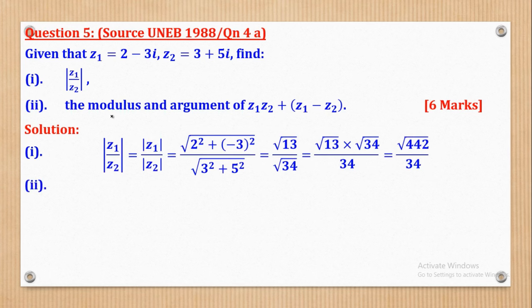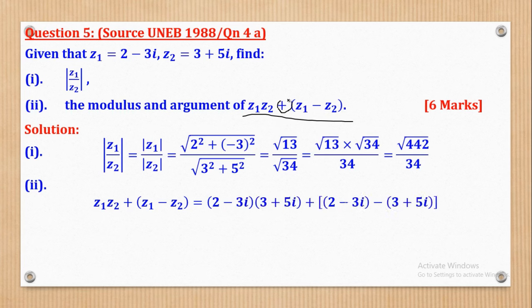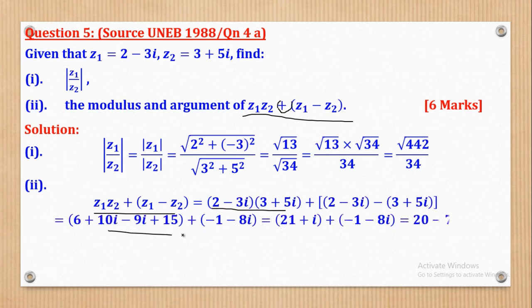So Roman 2, modulus and argument of the whole of this. So here it has plus, so meaning that you can't use the other shortcut. You have to go the long way by expanding. So when you expand, we shall come up with that, open brackets to come up with that, and simplify further to come up with this.